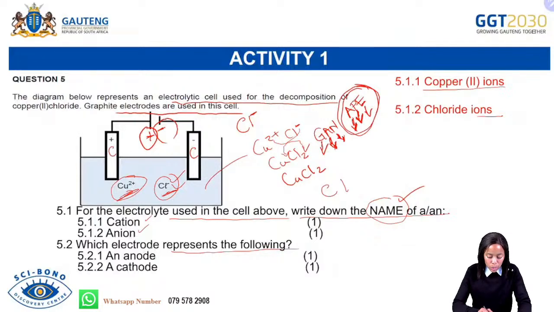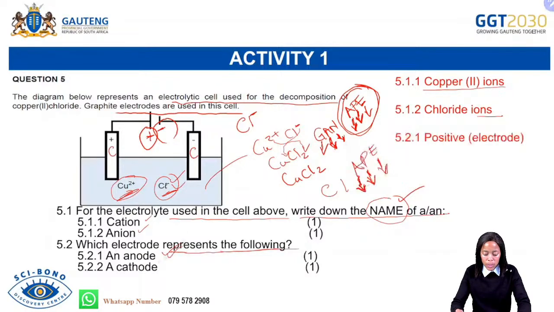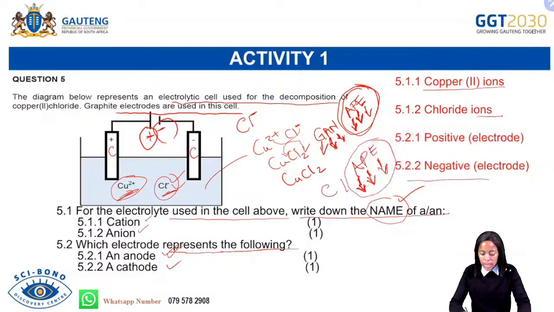So which electrode then represents the following? Which one will represent the anode? So we are saying if we use the APE, we are saying that the anode is positive in an electrolytic cell. So it will therefore be the positive electrode. And which one will represent the cathode? We are saying that if we use this to get the anode, then we will know that the cathode is the negative electrode there.